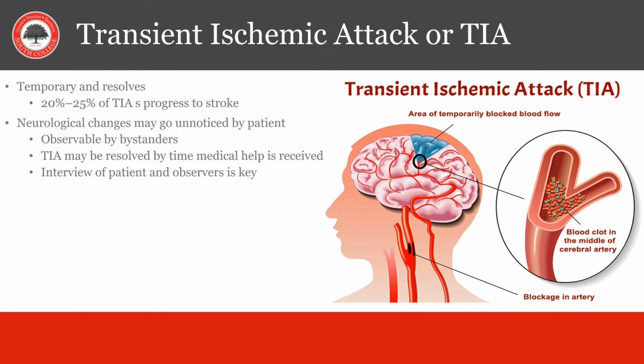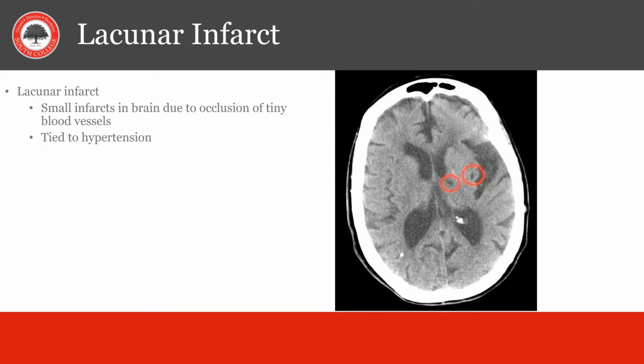TIAs, or transient ischemic attacks, resolve their symptoms quickly and are contraindicated when considering TPA. They can be warning signs of stroke, however, and warrant a thorough stroke prevention workup. Lacunar infarcts are tiny strokes. They can be due to uncontrolled hypertension or could be the sign of endocarditis.